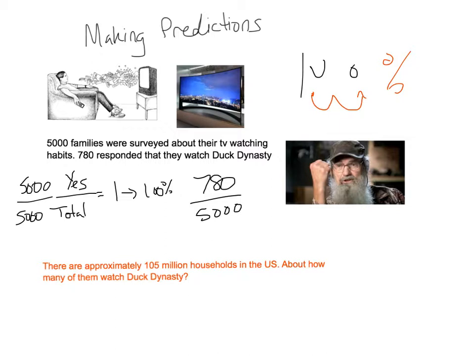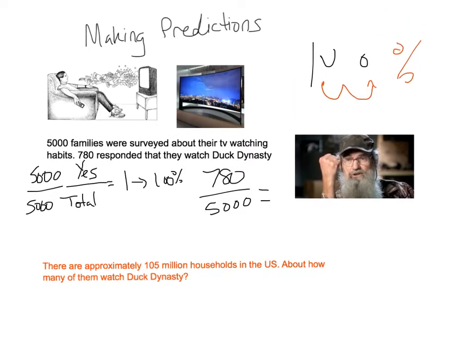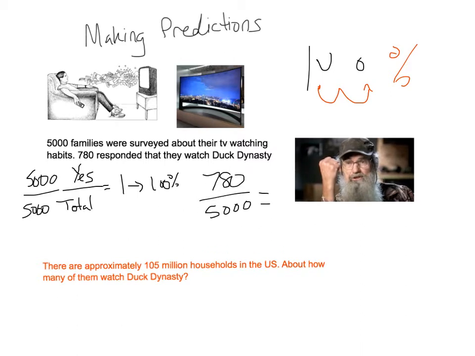And when you do that, what you'll get is the decimal... sorry, I tried to move the screen but can't. Well, unfortunately, we have to keep rolling with that. 780 divided by 5,000 equals 0.156, okay? Now, we want to take that 0.156 and interpret it as a percent. So we need to move our decimal 2 places to the right, and now it is 15.6%. So what does that mean? Well, it means 15.6% of these 5,000 people watch Duck Dynasty.